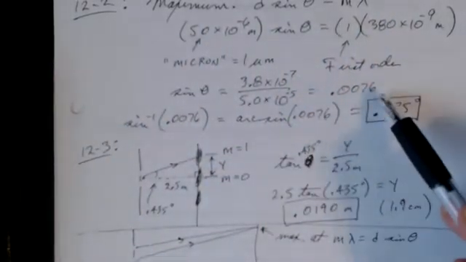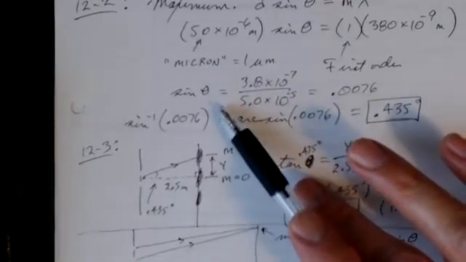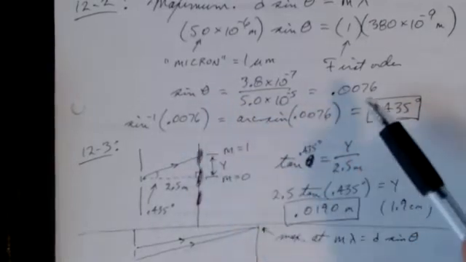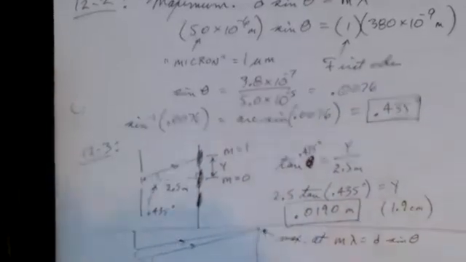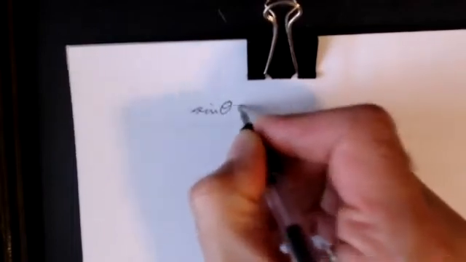Anyhow, you divide, and that doesn't give you the angle itself. It gives you the sine of the angle. To get the angle itself, you have to take the inverse sine of that. Maybe I should write that out in a little more detail. You've got sine theta equals 0.0076. Well, sine and inverse sine are inverse functions of each other.